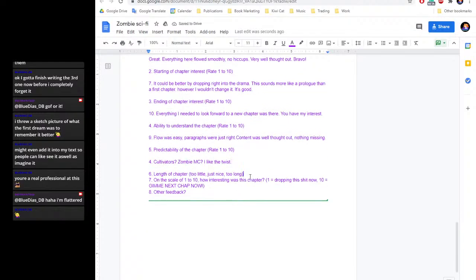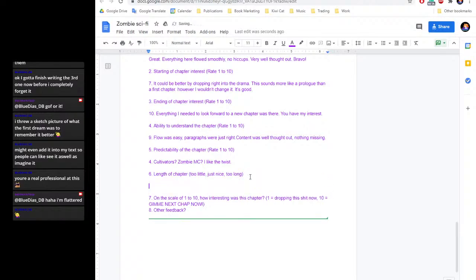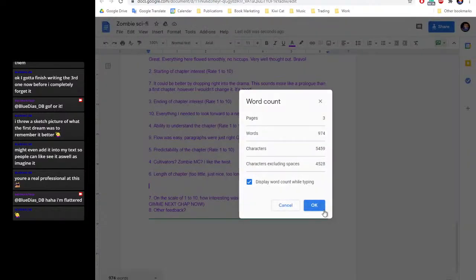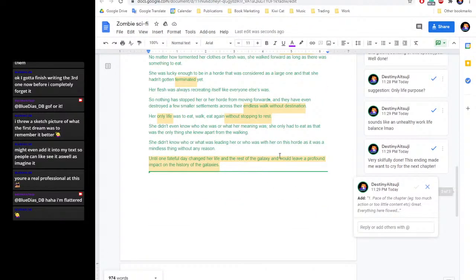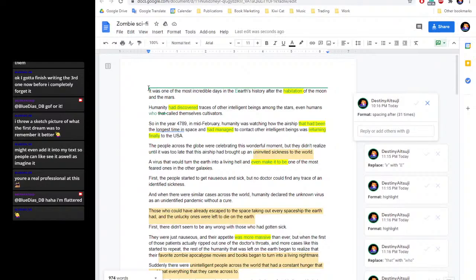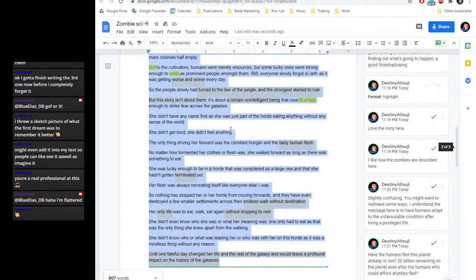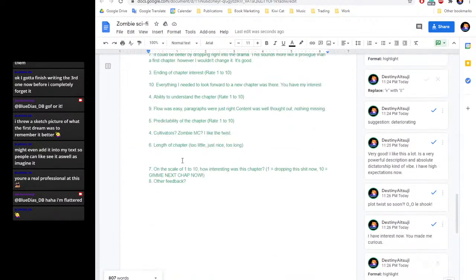Okay, so over here, the length of the chapter, it was good. I wish it was longer, but at the same time, I don't think it should be longer because it was so well written. There is nothing to change. Okay, let's just check how many words are in this. Oh my god, it's not even 1,000 words. What? It is short. It is short.